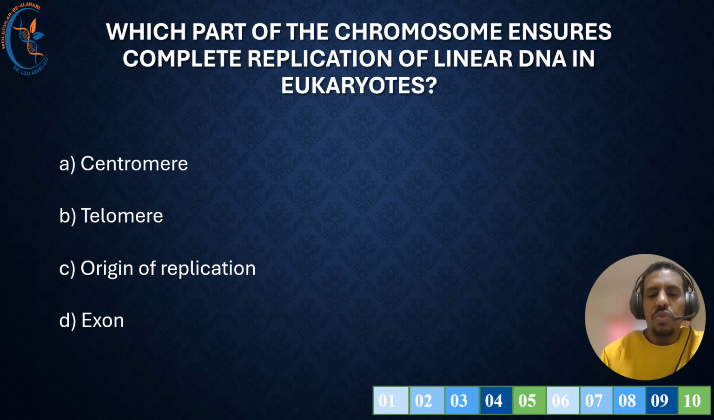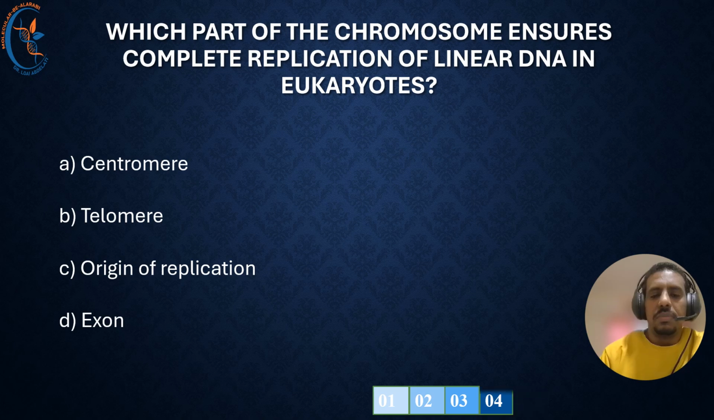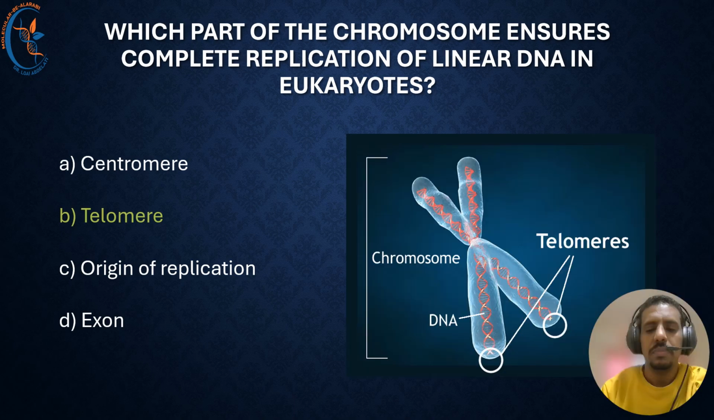Which part of the chromosome ensures complete replication of linear DNA in eukaryotes? Alright, the correct answer is telomere. Actually, telomeres are repetitive nucleotide sequences at the end of chromosomes, as we see in the image. They protect the ends of chromosomes from deterioration or from fusion with neighboring chromosomes.